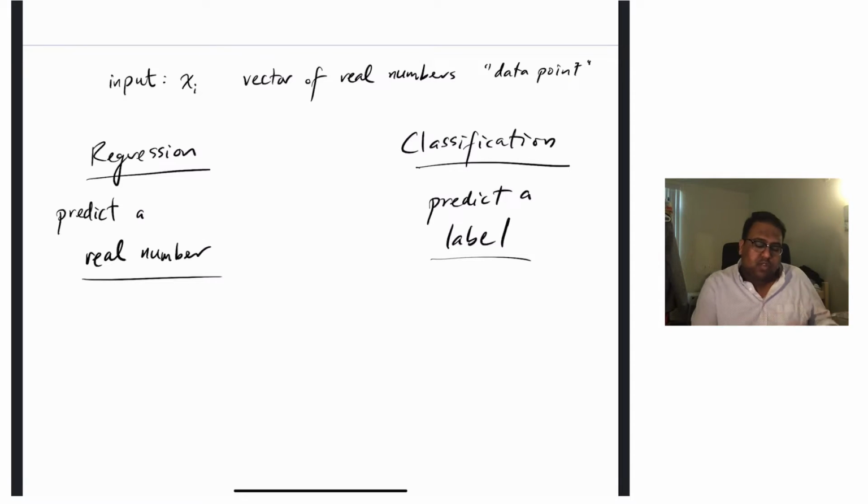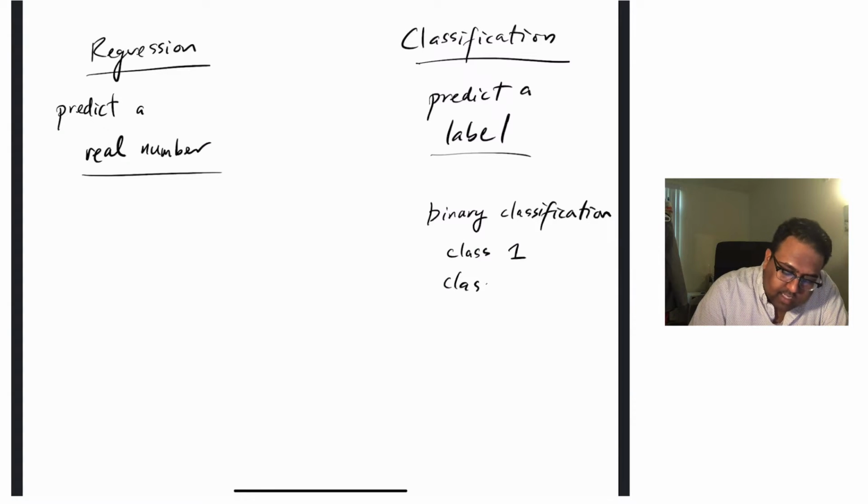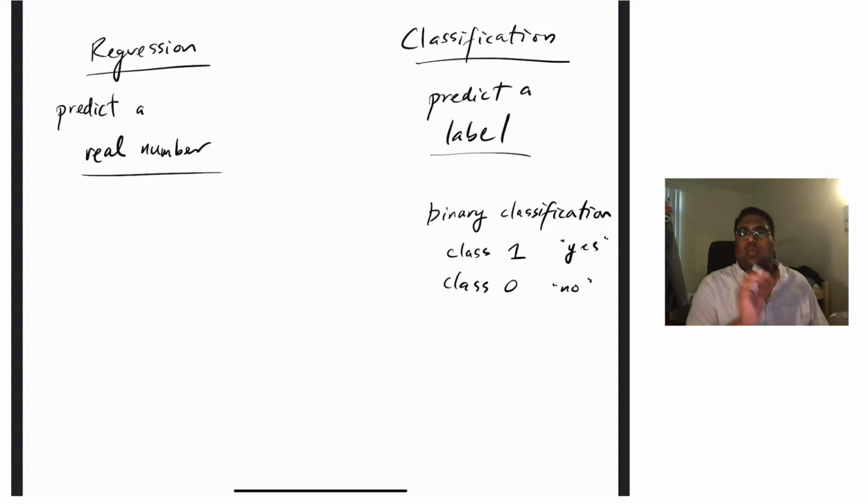So that's the main difference between regression and classification. The inputs are the same, so a data point, but the output for regression will be some real number, whereas for classification, we want to predict some label. Furthermore, in this class, we'll be dealing with binary classification, at least when we're talking about logistic regression, which is predicting whether or not a point belongs to class 1 or class 0. You can think of these as being yes or no, but all we'll really care about are these two classes, 1 or 0.